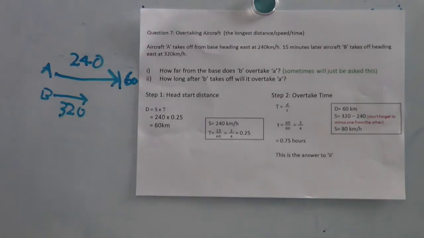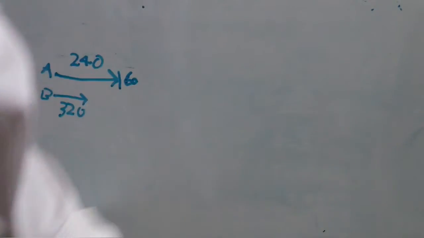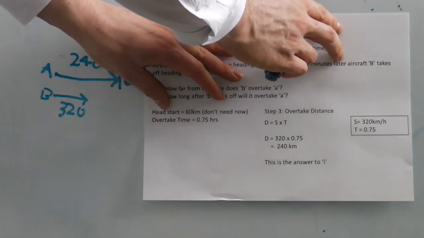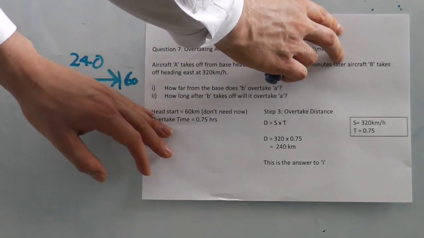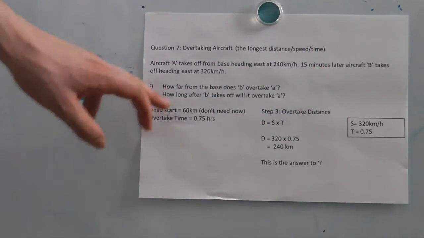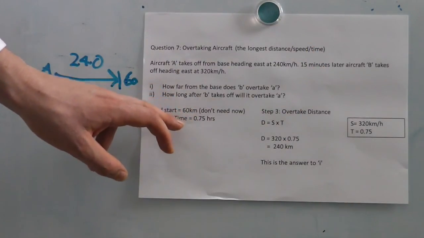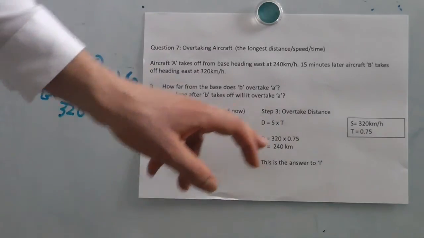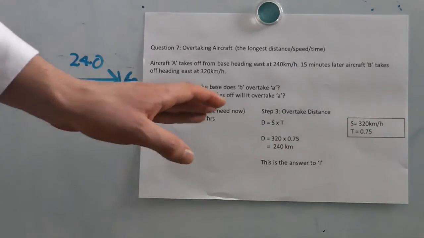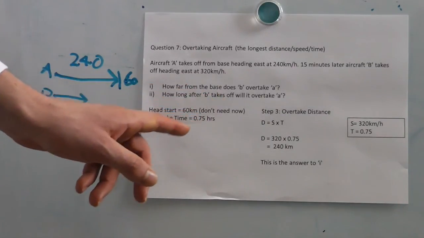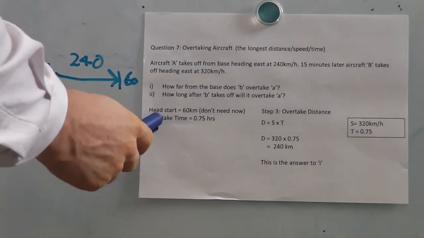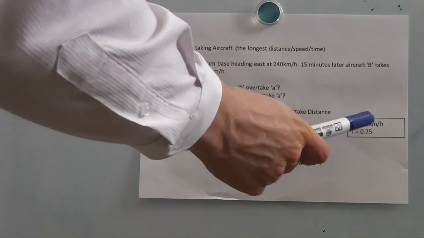So now that we've calculated the time that it's going to take to overtake aircraft A, we need to calculate the distance from the base it will be when it overtakes aircraft A. I've just converted the information from the previous slide to this slide, so it's easier to transfer it into step 3. Head start was 60 kilometers. We don't need to know that now. We only needed to know that to calculate the time it would take for B to overtake A, which is 0.75 hours. So the next step is overtake distance.